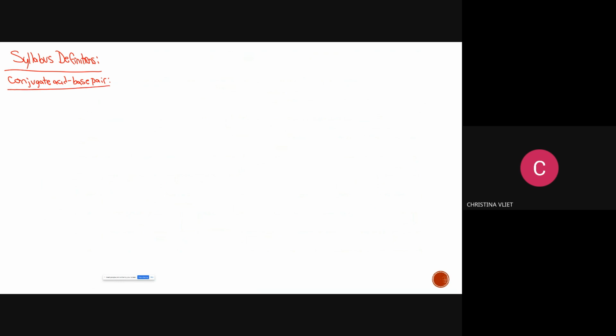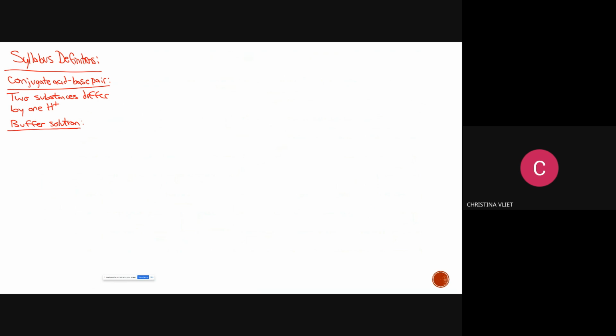Conjugate acid-base pairs are two substances that differ by one H plus. Conjugate acid-base pair, that's the first one. I'm going in syllabus order. The next one in syllabus order that they want you to know word for word is a buffer solution. What is a buffer solution?